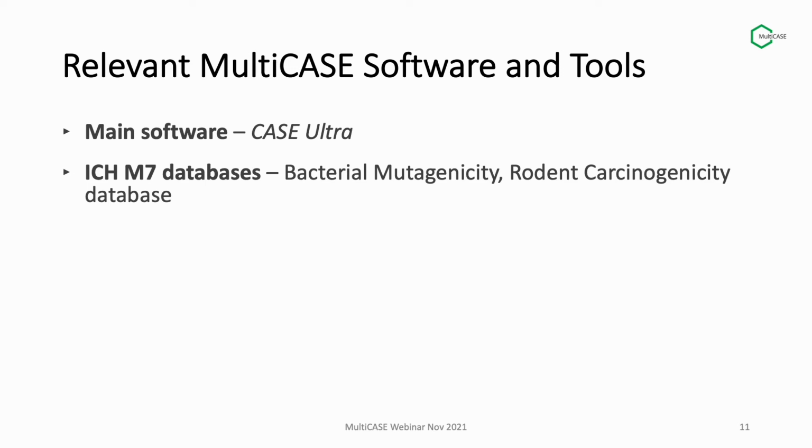And we also obviously need databases. For ICH M7 type of problem, we have two very important databases. One is a large database for bacterial mutagenicity and rodent carcinogen databases. These databases are very significant in size, and they are updated regularly, and we do manual curation as well as automated curation, and they are continuously improved year by year. So these are the databases that are required.